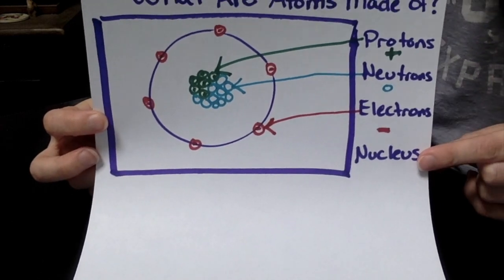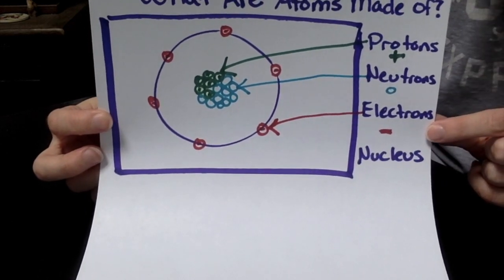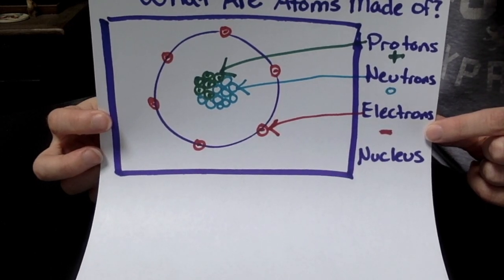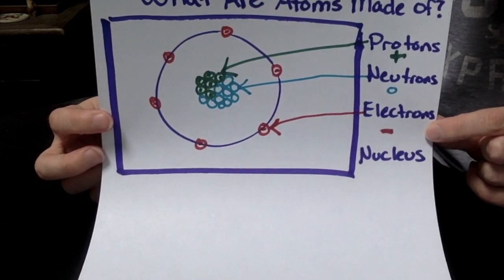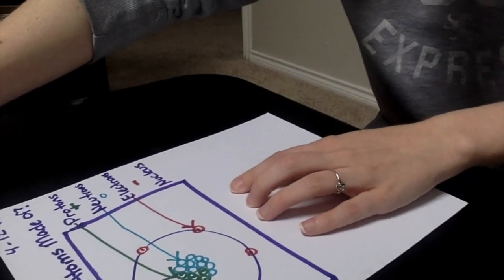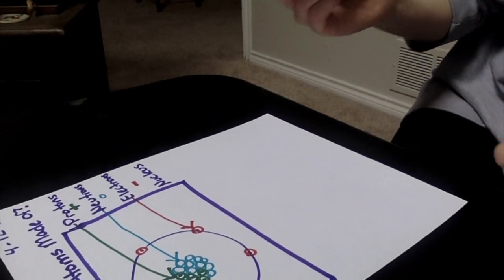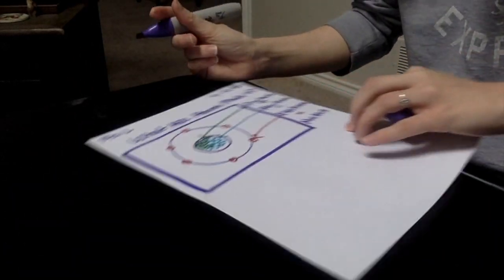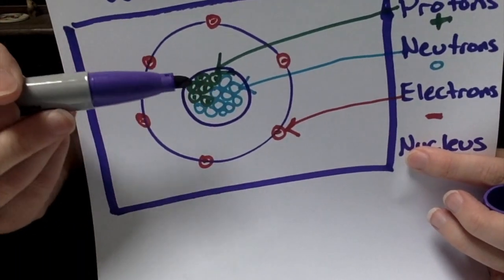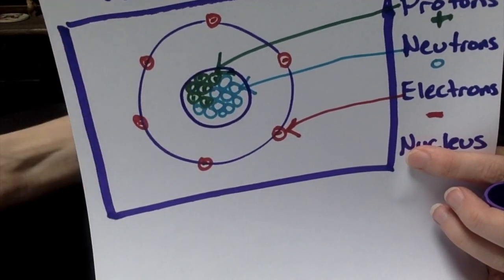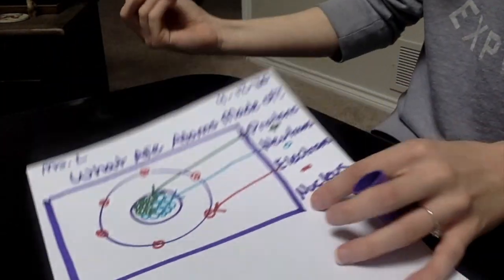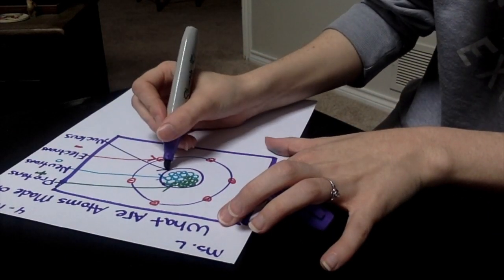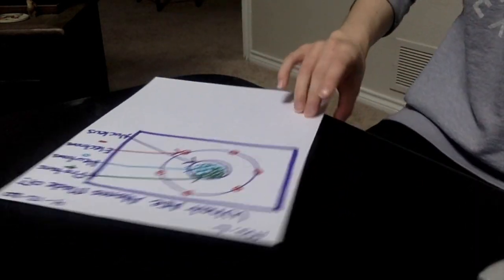Look at your picture. Can you kind of tell where the middle of the atoms is? Where is the middle? On my page, the middle is this part. It's the part where my protons and my neutrons are. So I'm going to draw an arrow from the word nucleus to the nucleus in my picture.